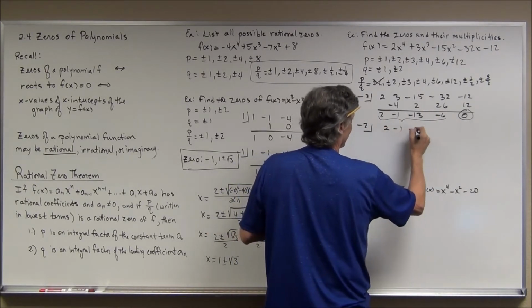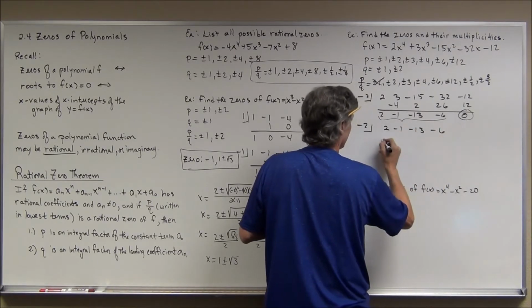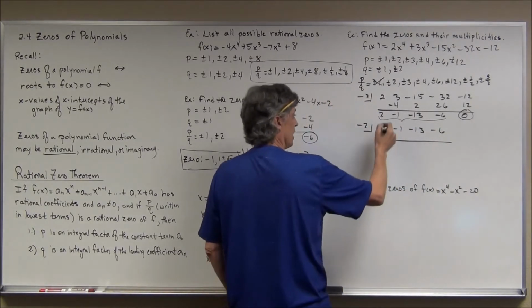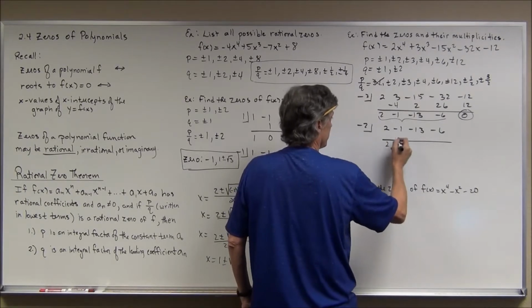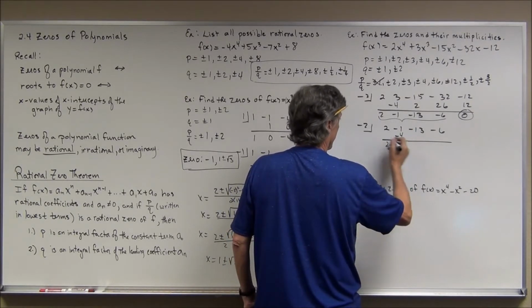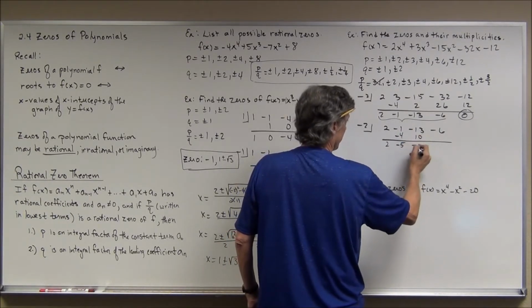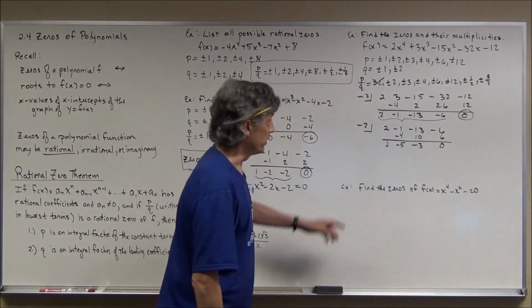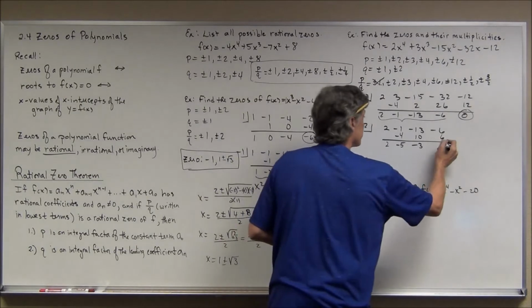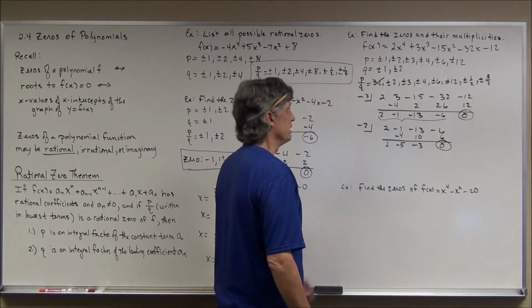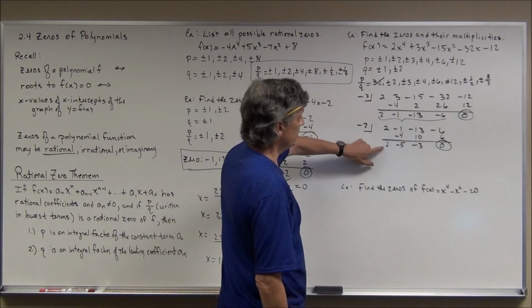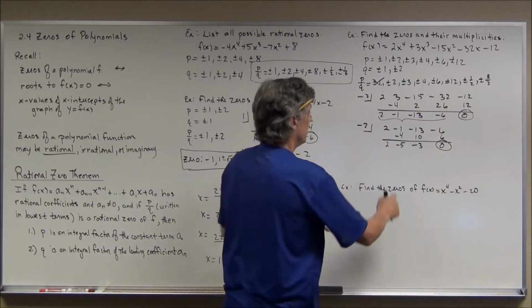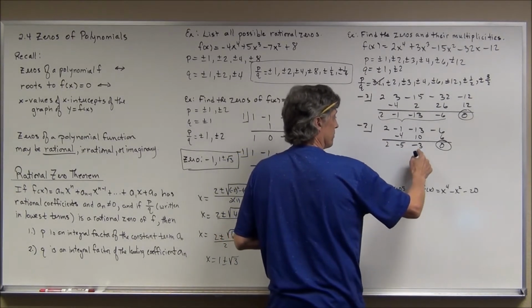2, negative 1, negative 13, negative 6. Oh, goodness gracious. So the 2 comes down, and that's negative 4, so that's negative 5. So that's positive 10, that's negative 3, that's positive 6, that's 0. Good thing we checked for negative 2. It's 0 twice. And look what's left. 3 terms, 2x squared minus 5x minus 3.